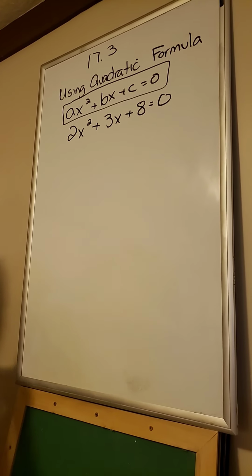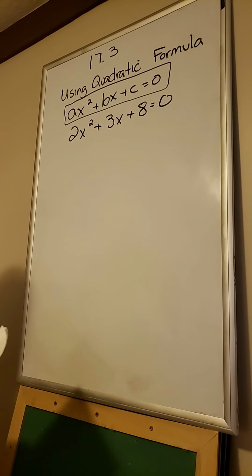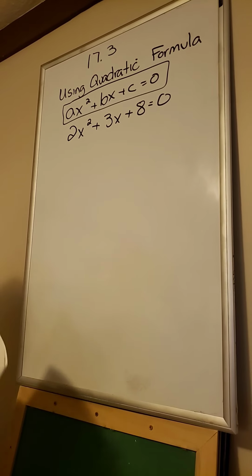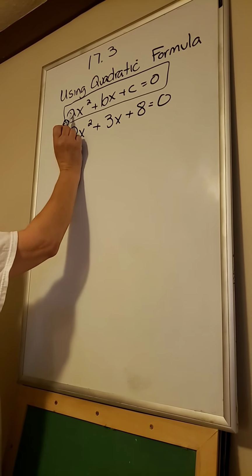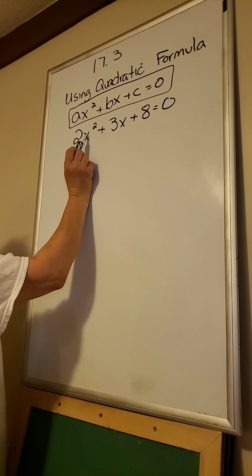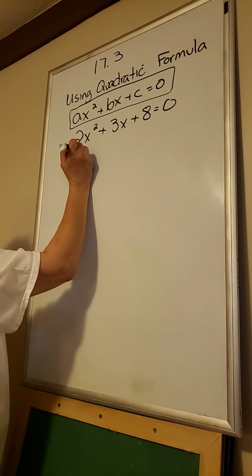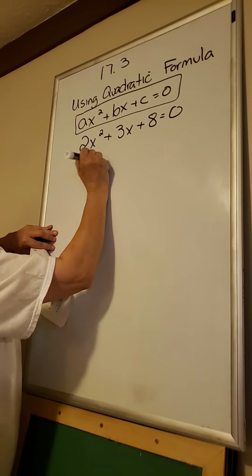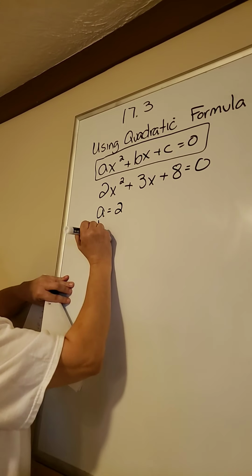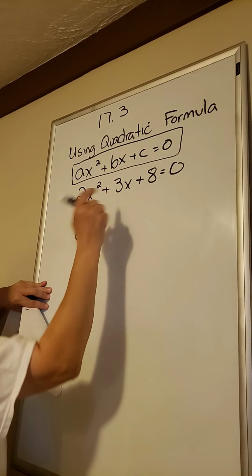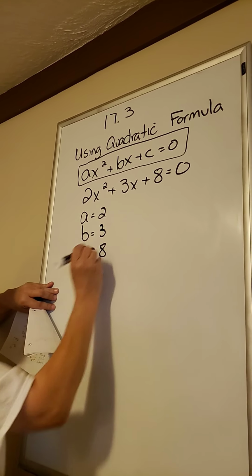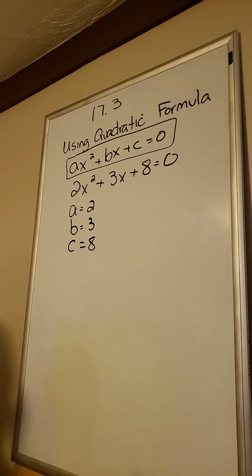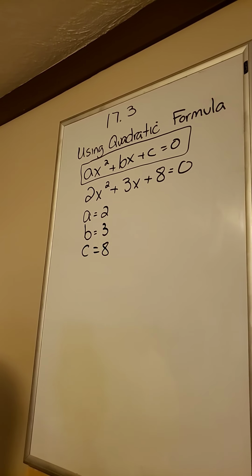So the first thing you have to be able to do is recognize A, B, and C. Looking at standard form, you can see that the number that's with the x squared is going to be your A. So on this, A would be 2. Your B is whatever's with your x. And your C stands for constant. So if you can identify A, B, and C, then you can use this, no problem.